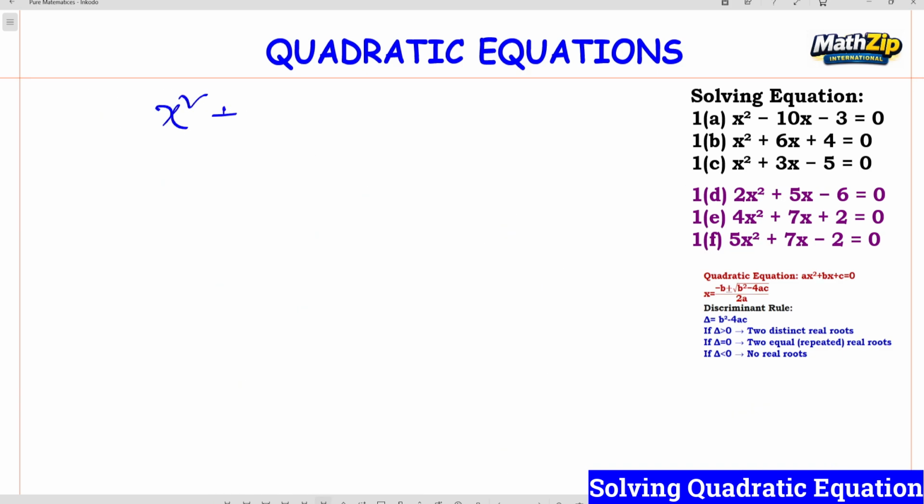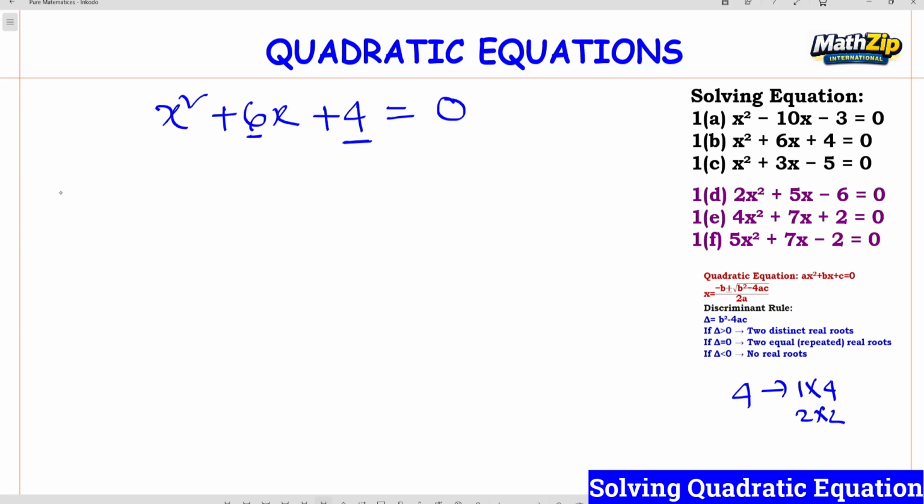x square plus 6x plus 4 equals 0. We are going to solve this equation. With the normal middle term method, we cannot solve this one because the coefficient of x is 6 and the constant is 4. 1 times 4, 2 times 2, so it's not possible to make 6.